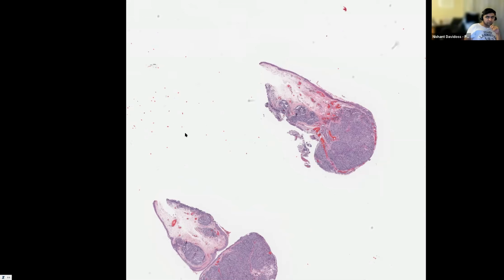No, I don't think so. In this case, no. There's no retraction. And it's also got that spread up into the epithelium, the pagetoid pattern.